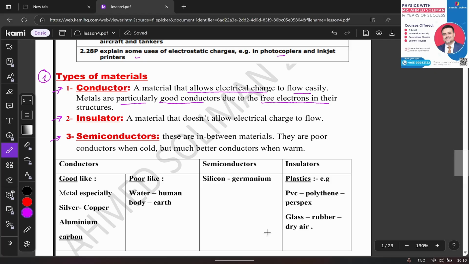Okay, Bara, what about insulators? Yes, a material that doesn't allow electrical charge to flow. Why doesn't this material allow electrical charge to flow through it? Because it doesn't have what? Bara. Free moving ions. No, free moving electrons, not ions, Bara.